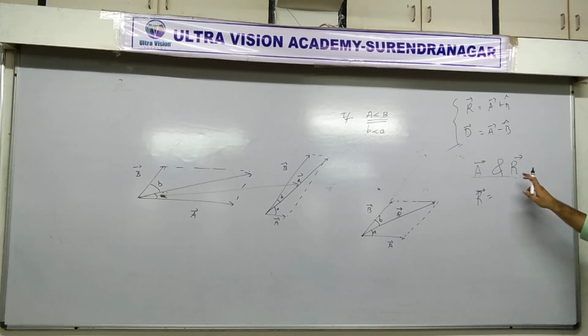Okay, put your hand down. Now what is this R vector? Can you tell me? R vector equal to. Resultant always means what? Addition. Correct or not? So this is addition of which vectors? This R vector is addition of which vector?